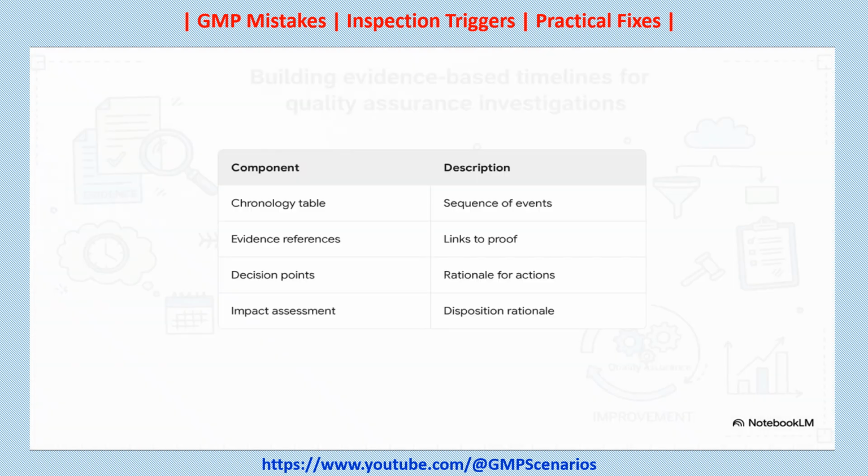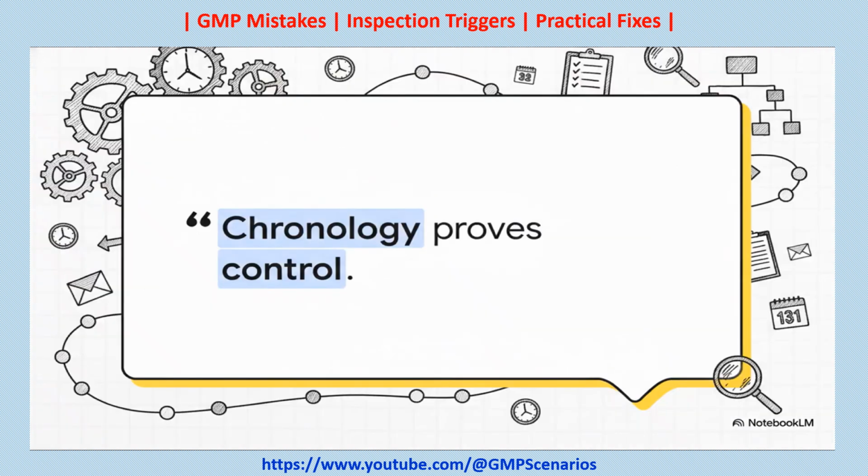So what does a report that can actually stand up to that pressure look like? Well, it's got to have these key parts. You need a chronology table. That's what proves the sequence. You need evidence references that link every event to hard proof. You need to show your decision points, the rationale for why people did what they did. And finally, an impact assessment that clearly defines the scope of the problem. When you put all that together, it's not just a report anymore. It's an airtight case.